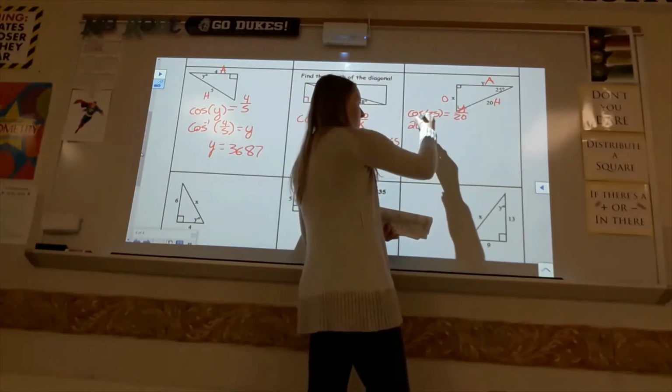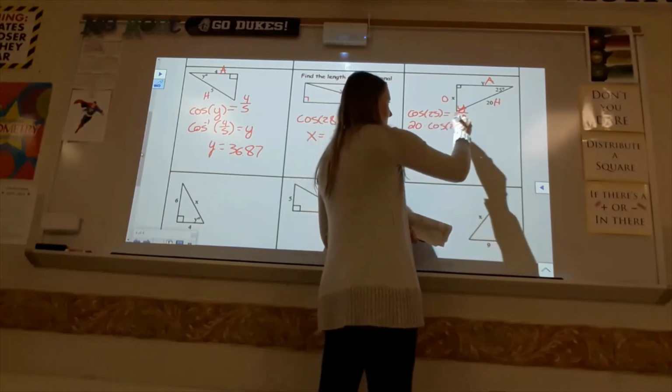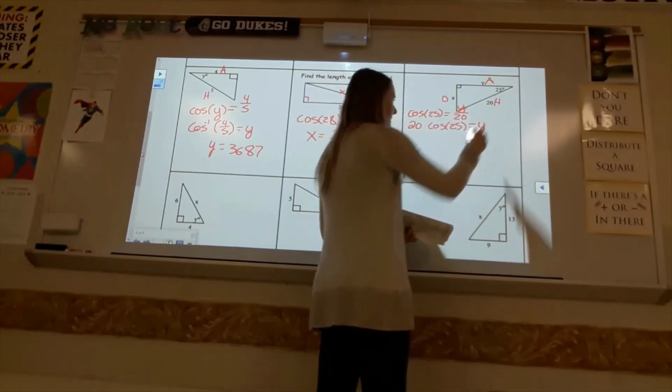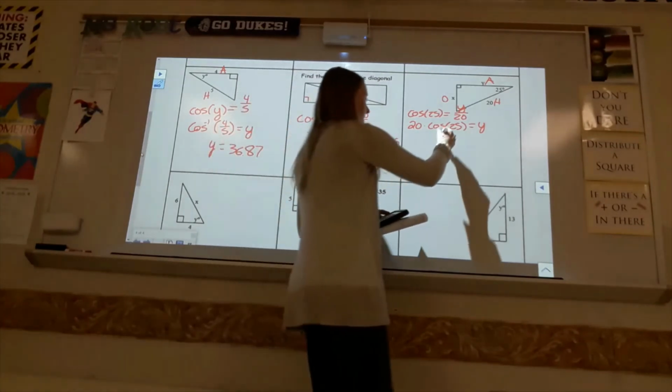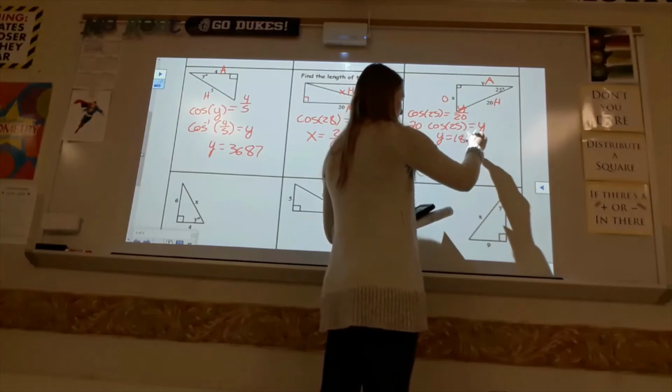so it's not a fraction anymore. So we're just going to multiply the 20 on both sides so it cancels away. So the 20 comes over here instead, and I get y by itself that way. So I'm going to do 20 times the cosine of 25. That gives me 18.13.